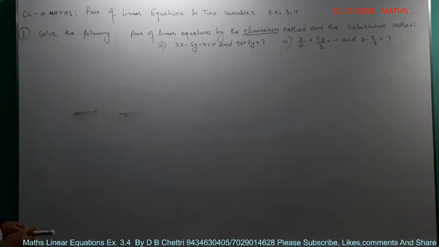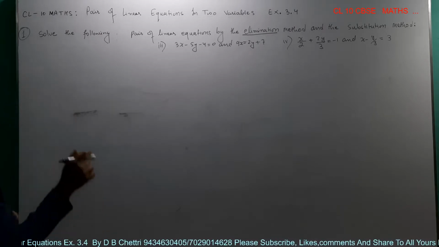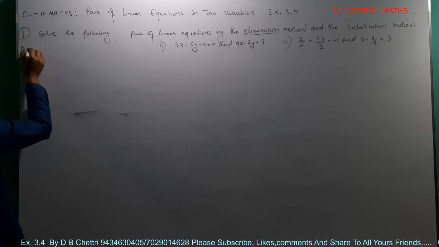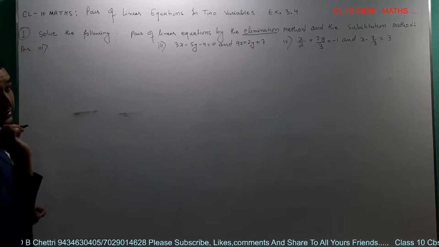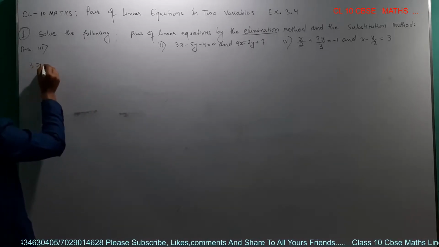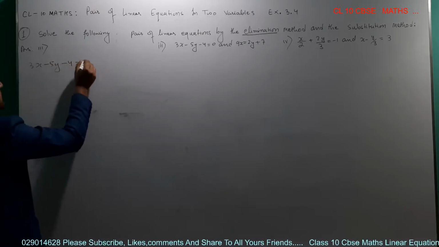Now sub question 3. Sub question 2 is homework for you all. This is the solution for sub question 3: 3x minus 5y minus 4 equals 0.